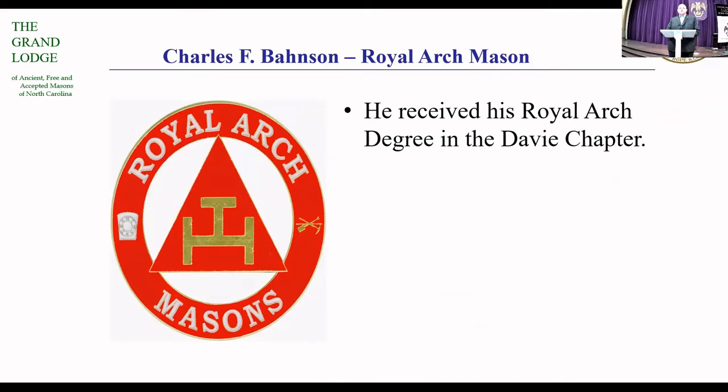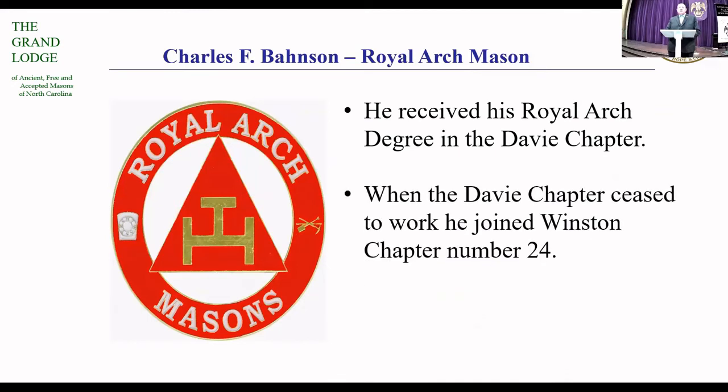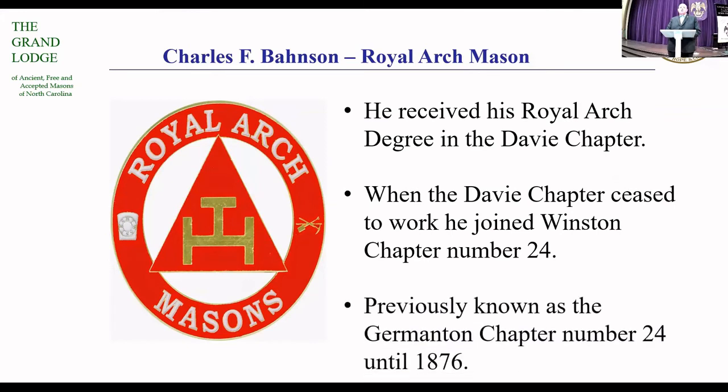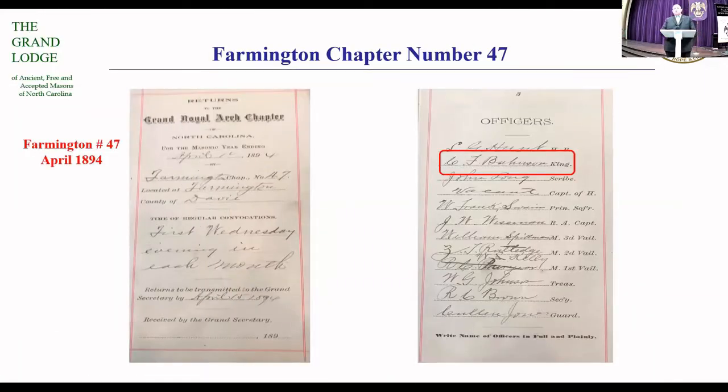He received his Royal Arch degree in Davy Chapter. And when the Davy Chapter ceased to work, he joined Winston Chapter number 24, previously known as the Germanton Chapter number 24 until 1876. Now, when I was doing my research at Farmington Lodge, we came across a return to the Grand Royal Arch Chapter dated April of 1894, from Farmington Royal Arch Chapter 47. And we see on the right-hand side that at that time, C.F. Bahnsen was serving in the position of king.